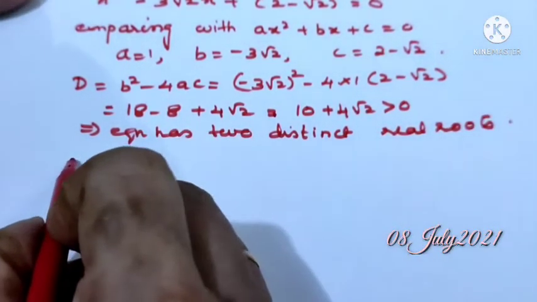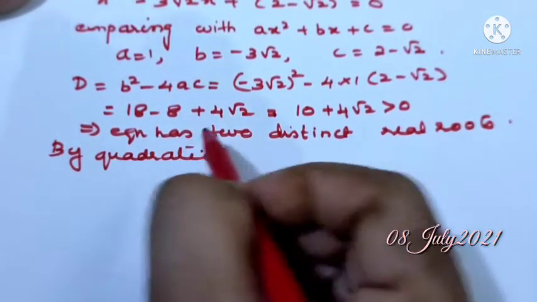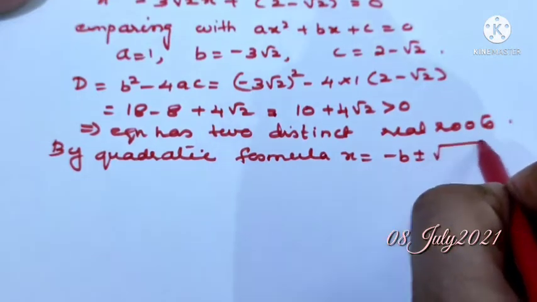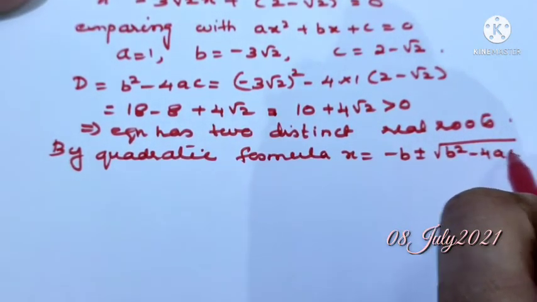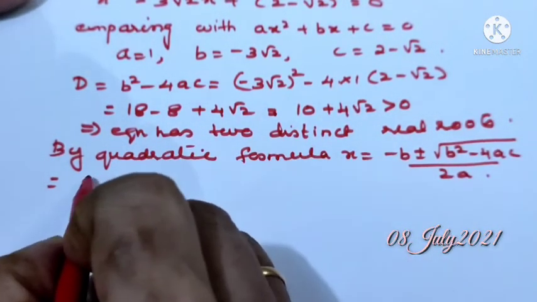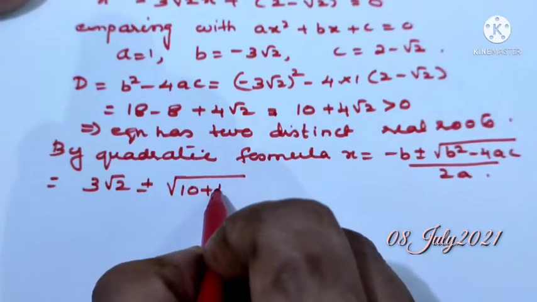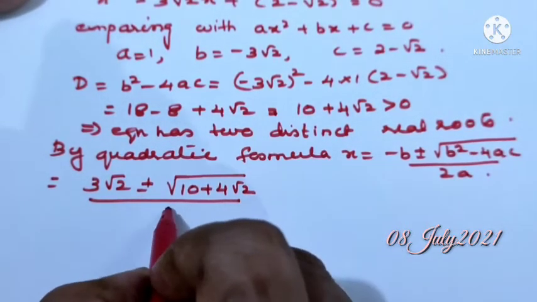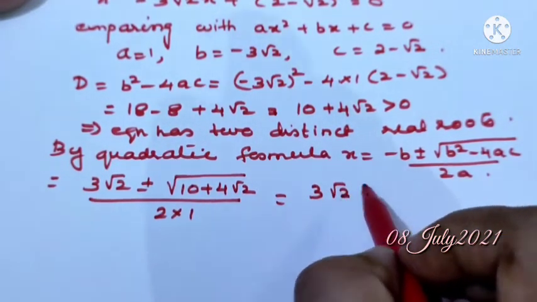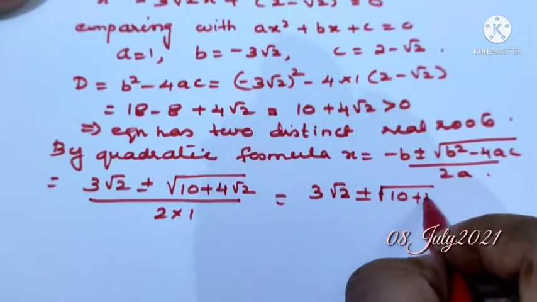What is the next step? By quadratic formula, x equal to minus b plus or minus root of b square minus 4ac divided by 2a. So it is equal to minus of minus b means it is 3 root 2 plus or minus root of 10 plus 4 root 2 divided by 2 into 1. So we can write this much only, 3 root 2 plus or minus root of 10 plus 4 root 2 divided by 2.